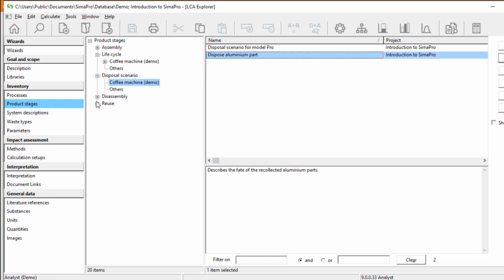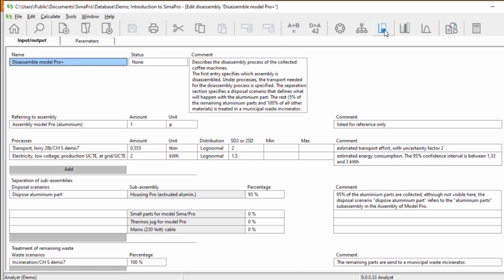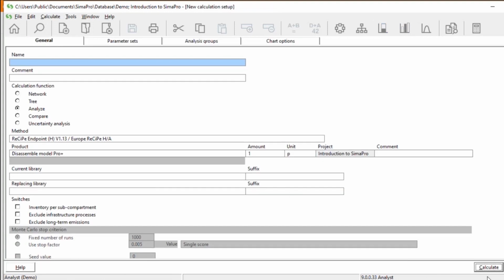All right, so same thing, you can check all this disassembly and reuse. For example, in order to avoid making this video bigger, I will not go through all these steps, just checking this one, assembly, and what impact we have in terms of assembly. Just click here, Model Pro, double click. All right, so analyze here, and calculate.